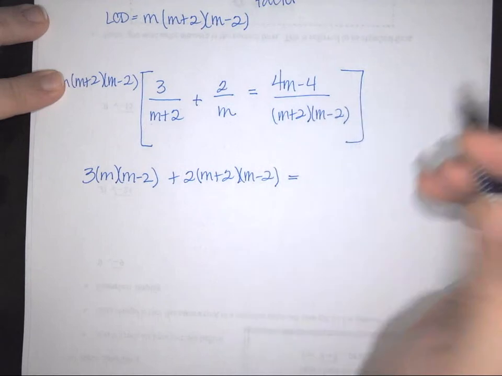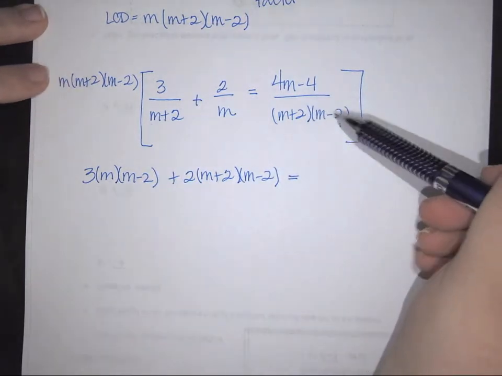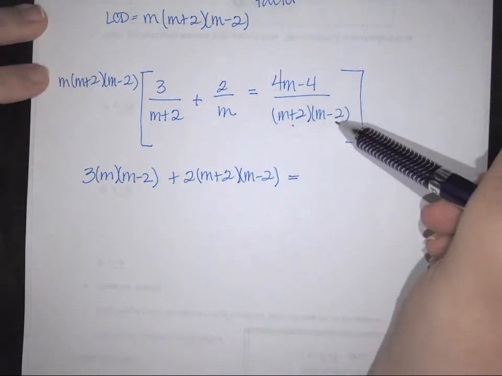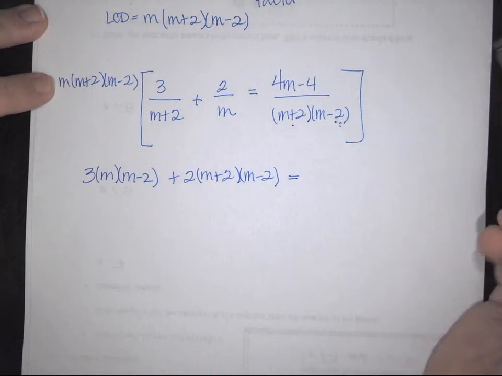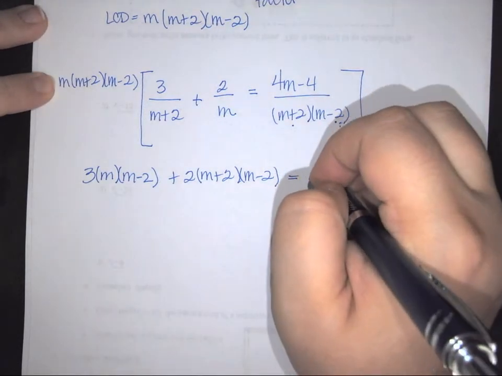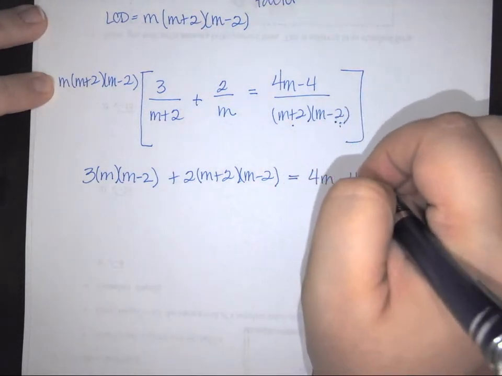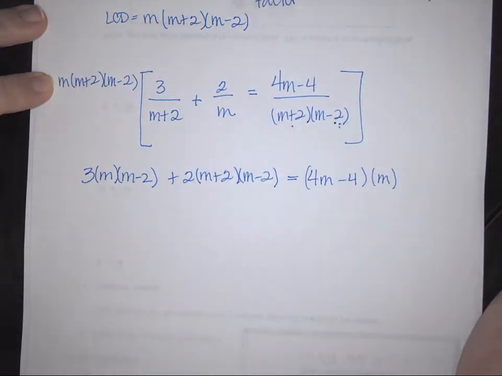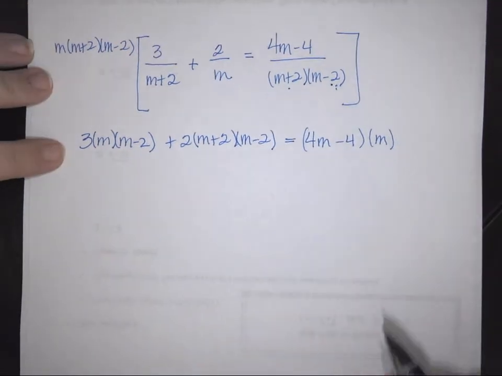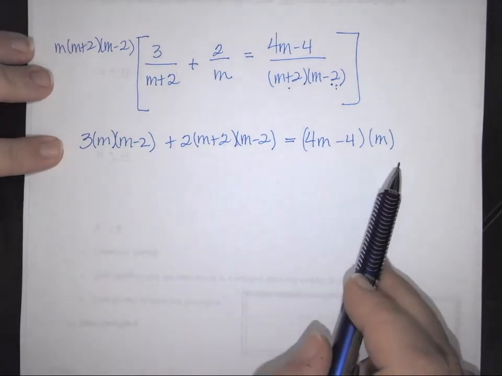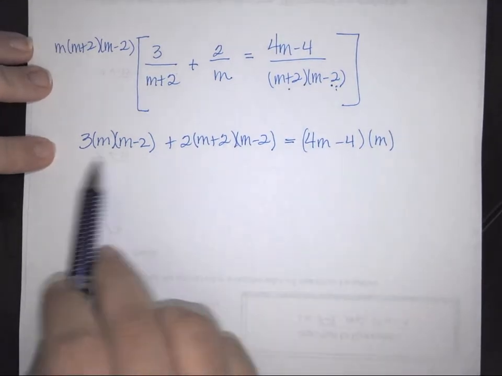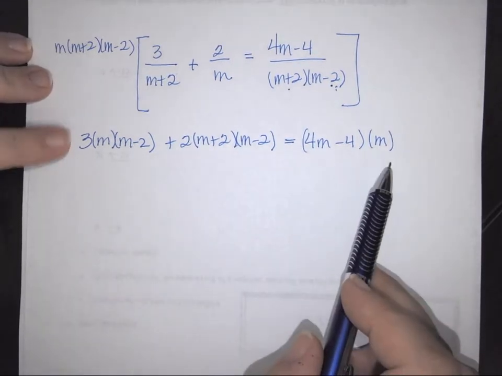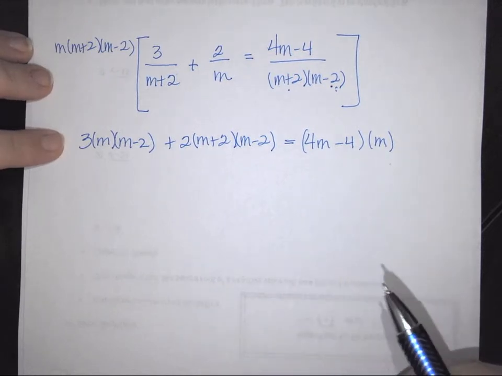We then have equals, and again, if you look, the m plus 2, m minus 2 will disappear and leave behind just the m. So this becomes 4m minus 4 times m. Now that we've done that, notice my rationals are all gone. I'm just left now with a single equation, and so I can go ahead and simplify and solve.